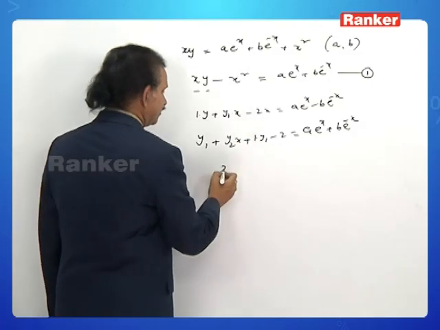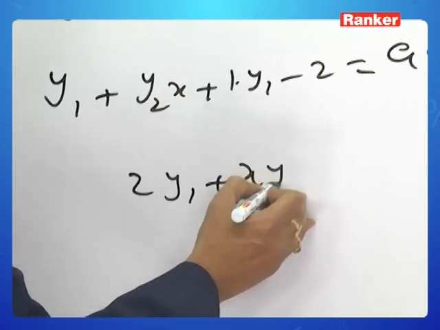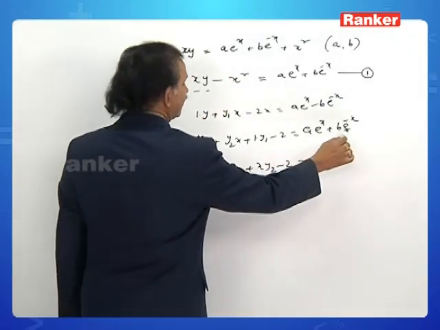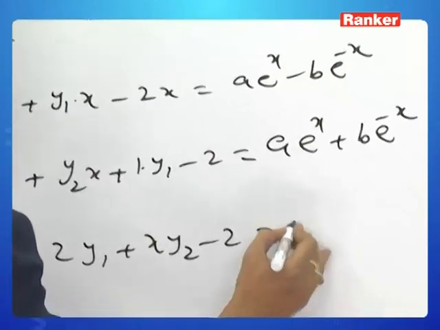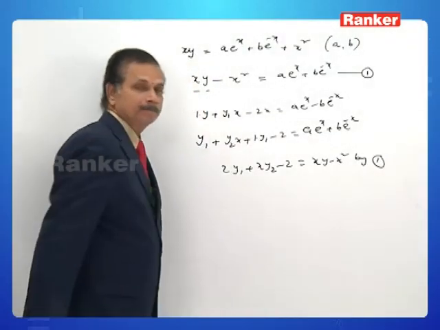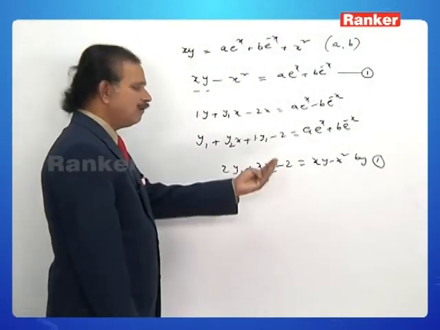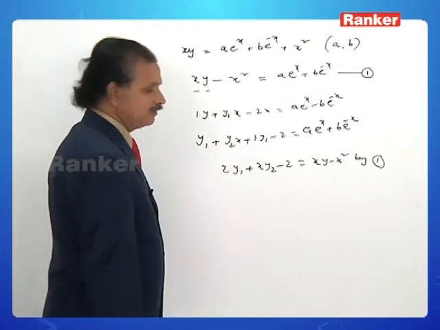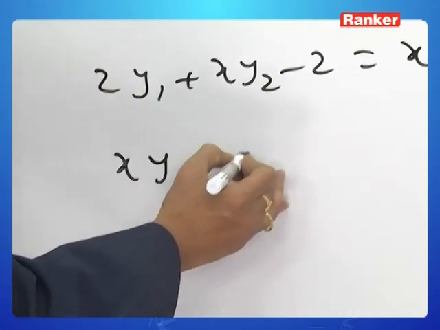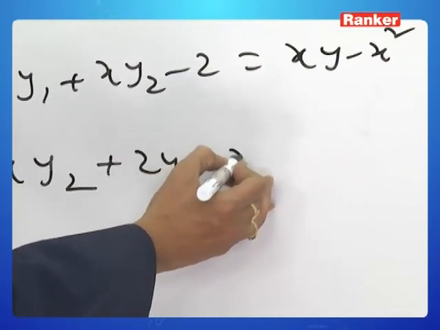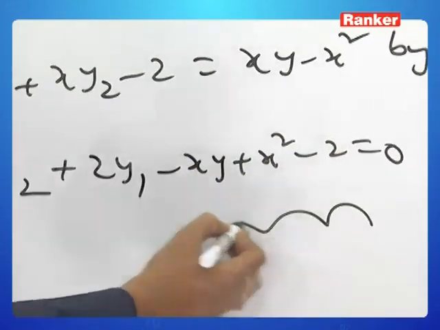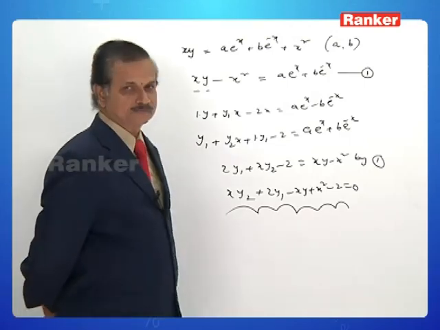Totally y1 plus y1, 2y1 plus xy2 minus 2 is equal to, what is a e power x plus b e power minus x? xy minus x square by 1. You bring all the things to one side. What happens? xy2 plus 2y1 minus xy plus x square minus 2 is equal to 0 is the differential equation.